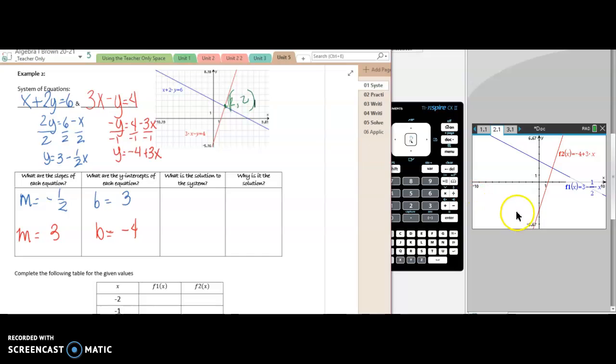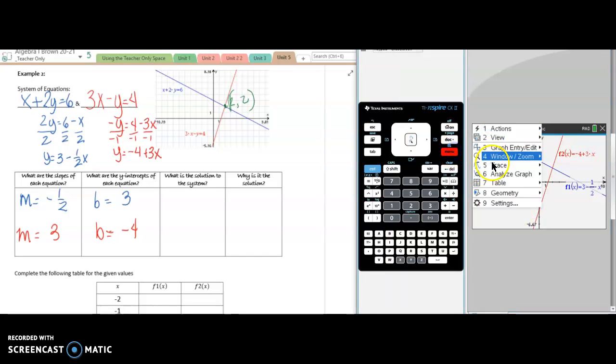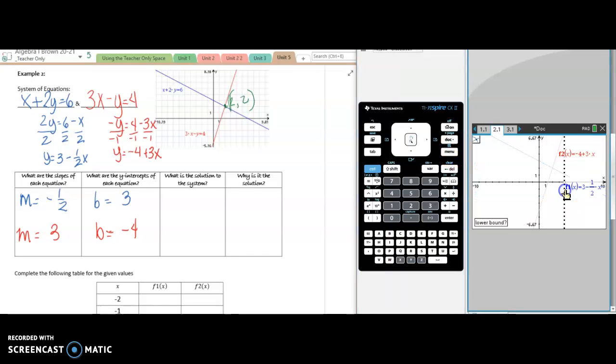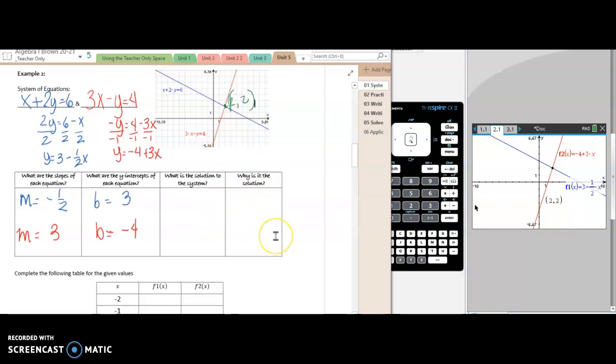All right, so with our calculator, we're going to do menu, analyze graph, intersection, click to the left, drag across, and click to the right. And there's our 2, 2. And that is the solution. So the solution is 2, 2, and the reason it is the solution is because it is the intersection.